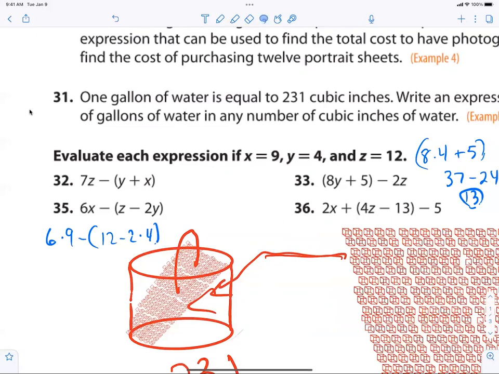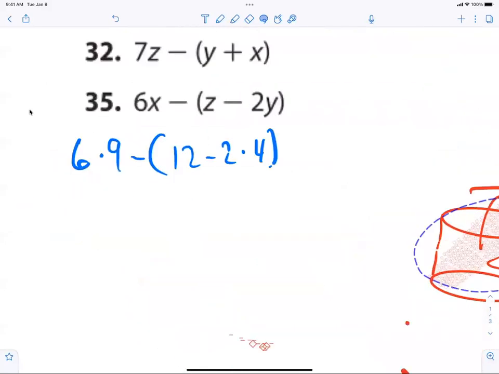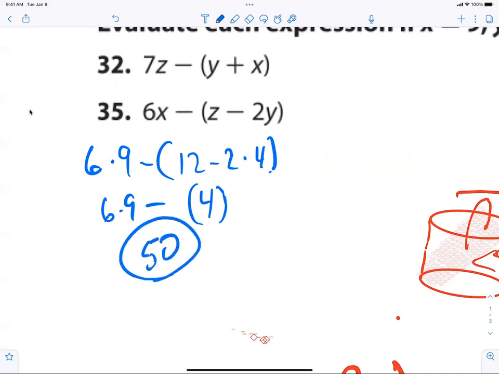All right, now you tell me what to do first because you were right. 2 times 4 is what? 8. And then what? You're awesome. 6 times 9 is 54. So my final answer is? You are amazing. Good job, kiddo. Very good. All right, here we go.